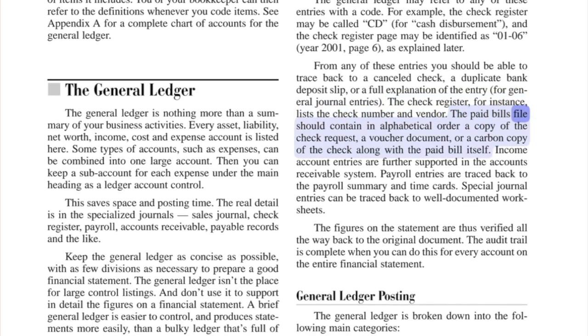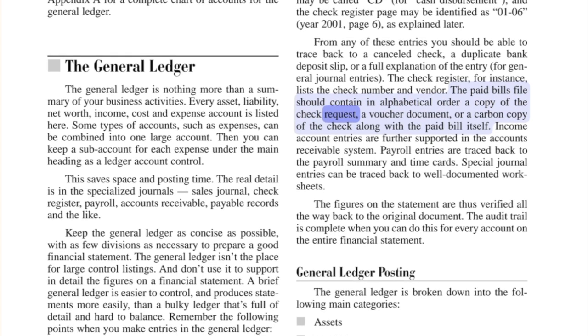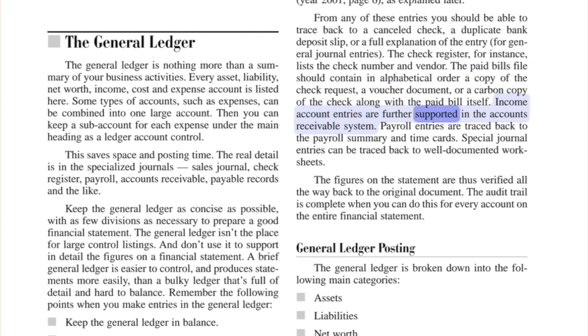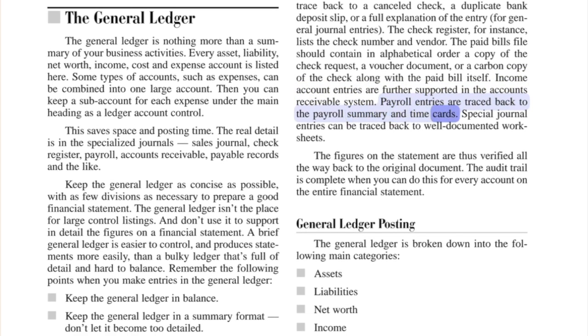The paid bills file should contain in alphabetical order a copy of the check request, a voucher document, or a carbon copy of the check, along with the paid bill itself. Income account entries are further supported in the accounts receivable system. Payroll entries are traced back to the payroll summary and time cards.